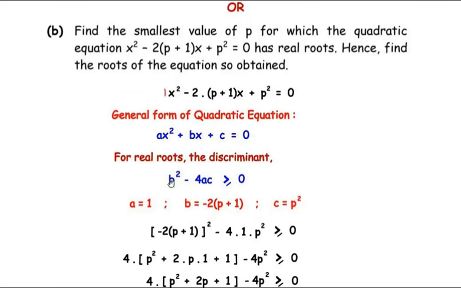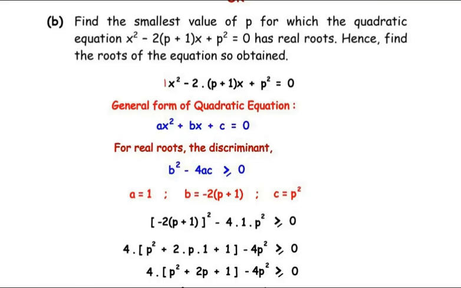So here in place of b square we have written minus 2 times p plus 1 the whole square minus 4 times, now a is equal to 1 times c is equal to p square is greater than or equal to 0. Now here this power 2 gets distributed to negative 2 as well as p plus 1. So here negative 2 gets squared giving us positive 4. So here we have written 4 times. Now this bracket p plus 1 also gets squared, and to expand this bracket we have made use of a plus b the whole square formula.